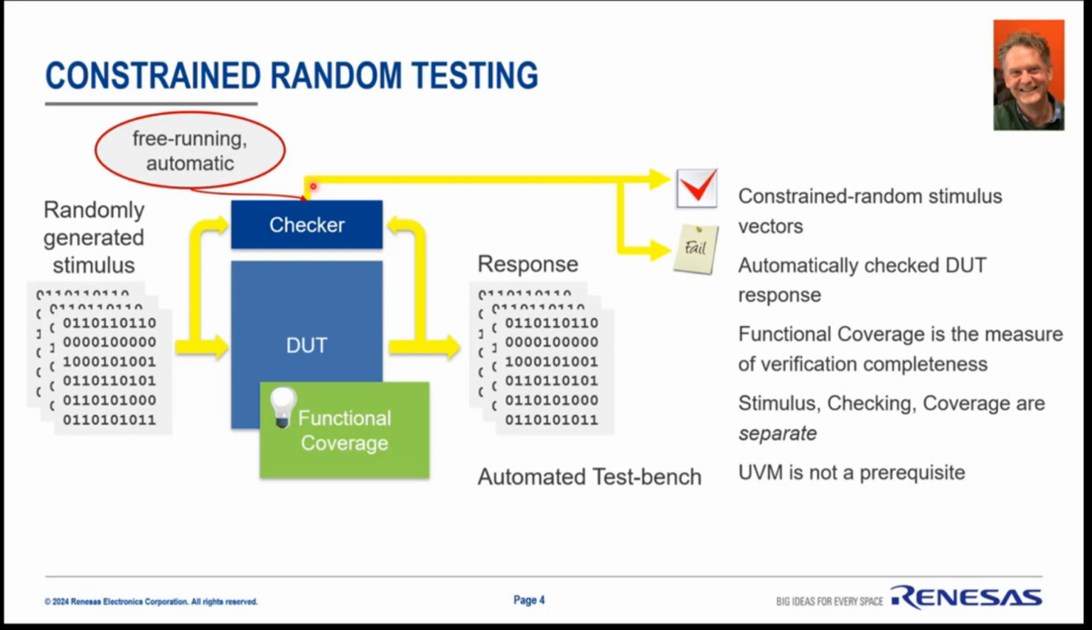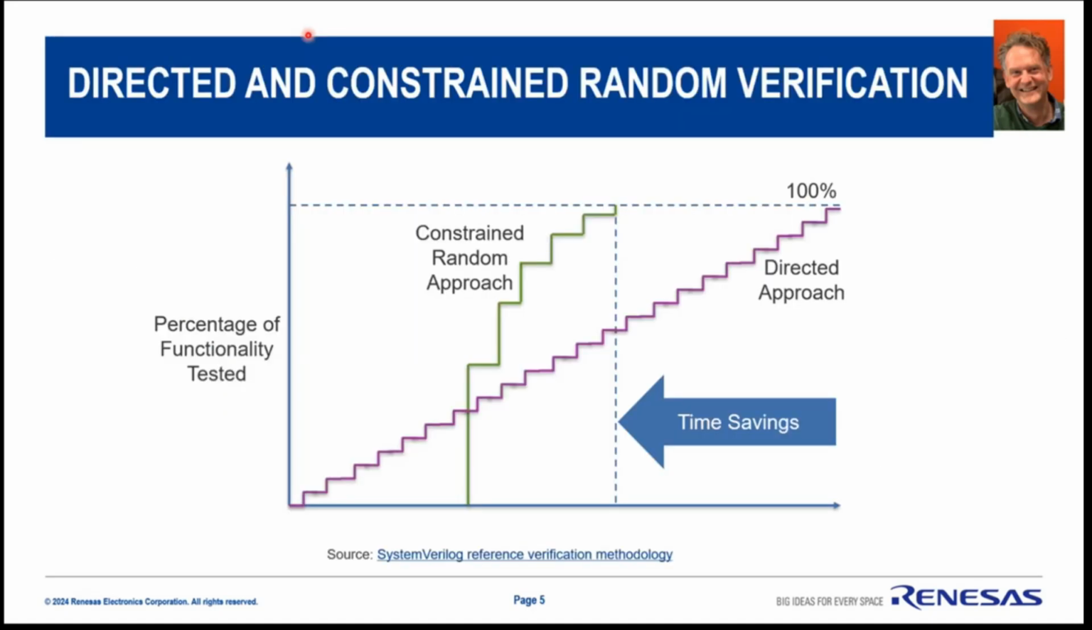We don't need UVM to make this work, but UVM is pretty much the industry standard way of implementing constrained random test. And here's a diagram that we lifted from an article on using SystemVerilog for constrained random testing.